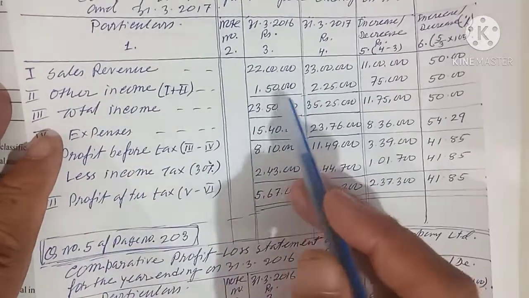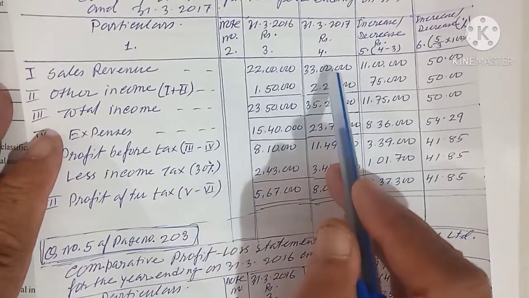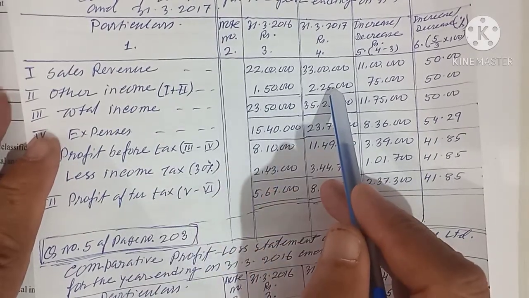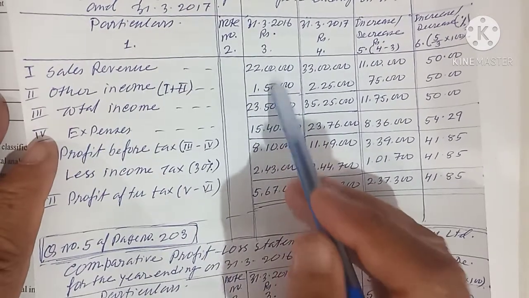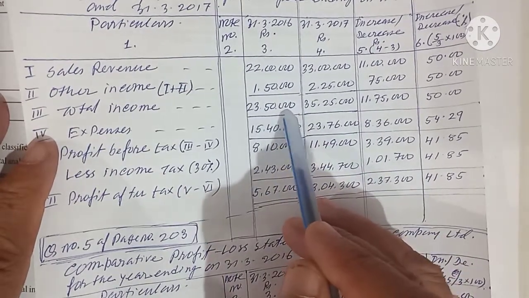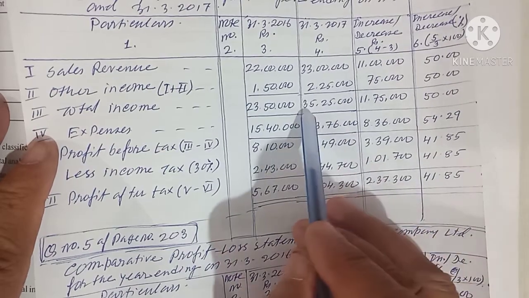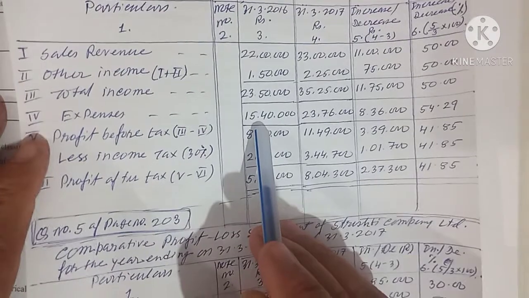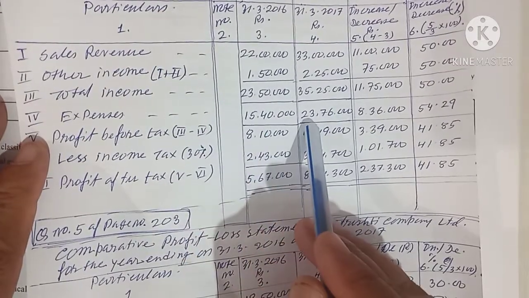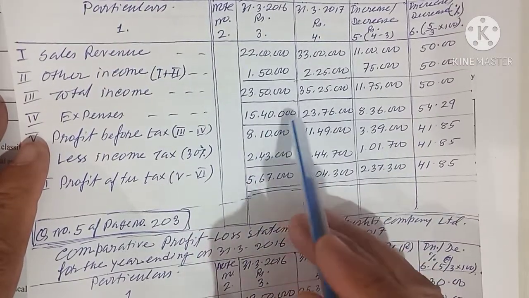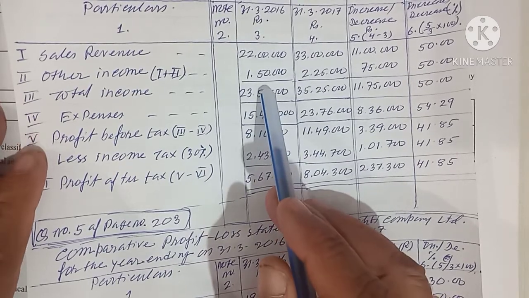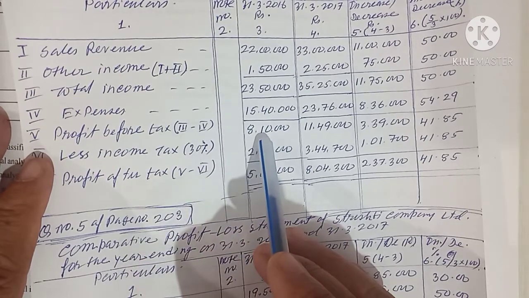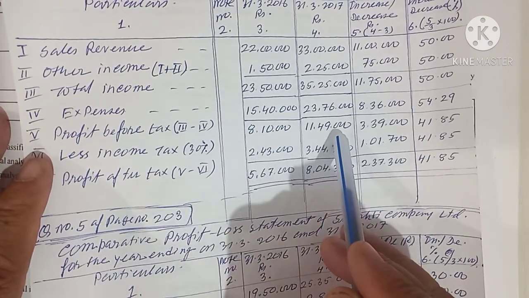Sales revenue, the question gives 22 lakh, 33 lakhs, other income 1 lakh 50, 2 lakh 25, total income, if you add these two you will get 23 lakh 50, if you add these two you will get 35 lakh 25,000. Then expense, it is given in your question 15 lakh 40 and 23 lakh 76,000. This expense will be deducted from this total income. You will get profit before tax, that is 8 lakh 10 and 11 lakh 49.